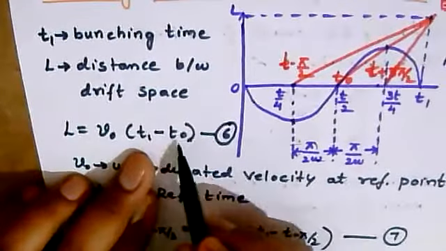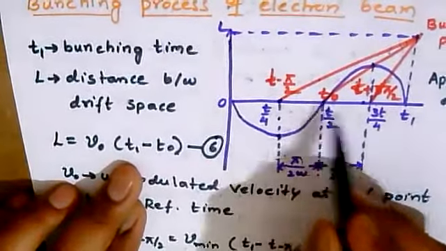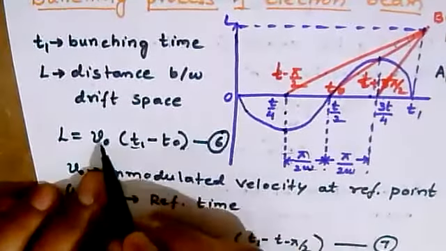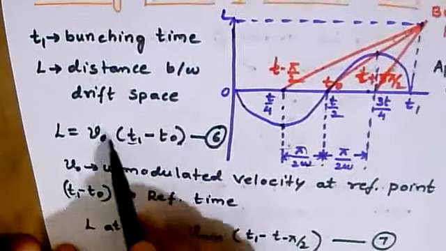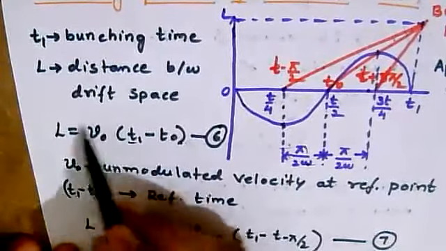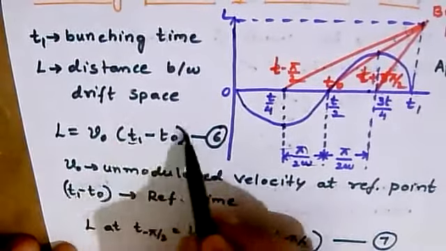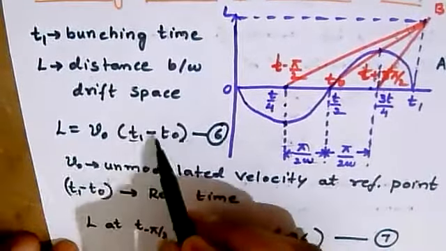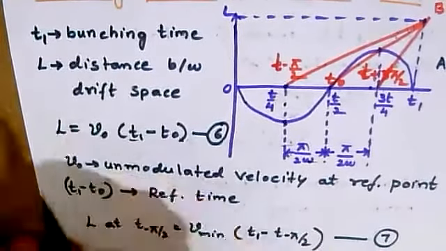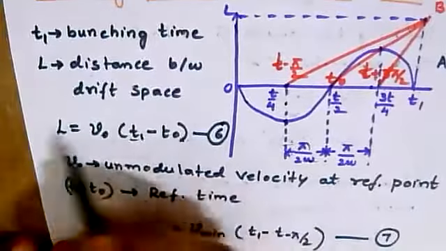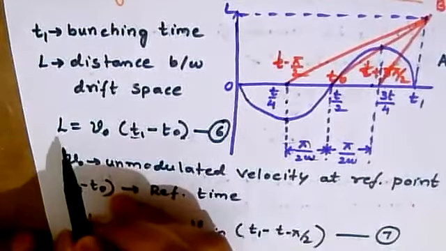Here, T1 minus T naught. With respect to this T naught, where it has not been influenced, I am considering this one. So this is the time, this is the velocity, and this is the distance. Here V naught is considered as the unmodulated velocity at some reference point, and T1 minus T naught is taken as a reference point. These two are at their reference points, where the bunching will take place after traveling a certain distance within the tube.